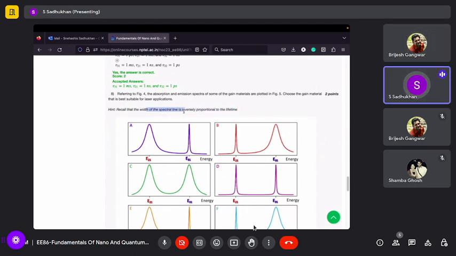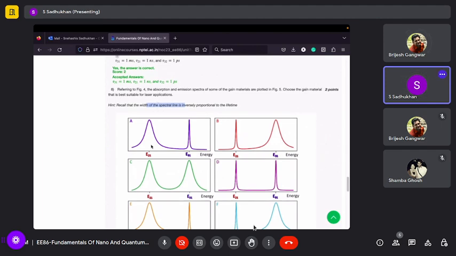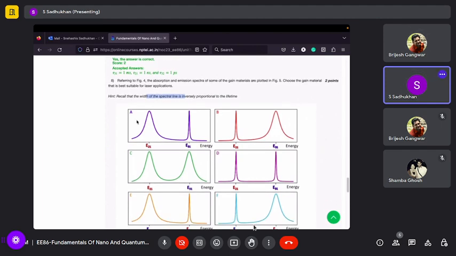Here the spectral line width is inversely proportional to the lifetime. Now tau 31 is the highest, so accordingly it would be a fine line for tau 31. Since it is inversely proportional, tau 21 comes in the nanosecond portion, so for E21 the spectral line would be wider. Accordingly, I have chosen this A.